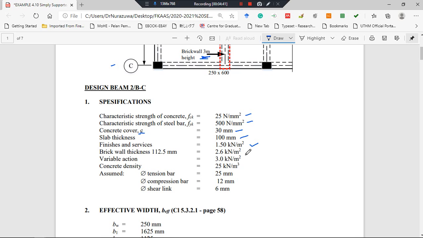The variable action loading is 2.5, from the Eurocode. The concrete density is 25 kilonewton per cubic meter for reinforced concrete. We assume the tension bar diameter, the reinforcement at the tension area, is 25 millimeter, the compression bar at the compression area is 12 millimeter, and the shear link is 6 millimeter. So at first stage we propose this one is 25, here is 12, and the shear link here is 6 millimeter.